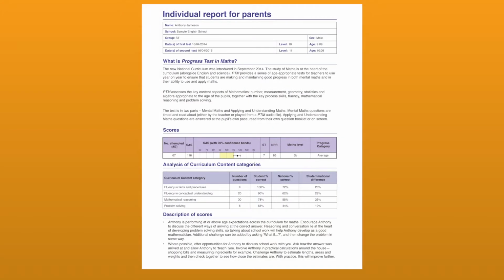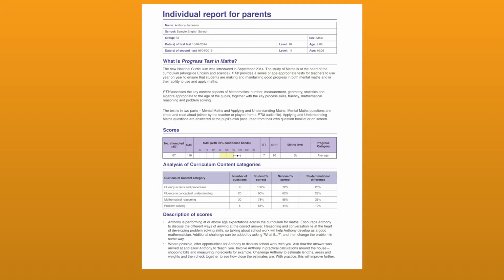The last one in the set of PDF reports is the individual report for parents. It is your decision whether and how to share this with parents. It can be a useful focus for consultation and for starting conversations with parents. Here we have the student report for parents of Anthony Jameson. We would suggest that this report is talked through at a parents' evening rather than being sent home for the parent to try and understand in isolation.